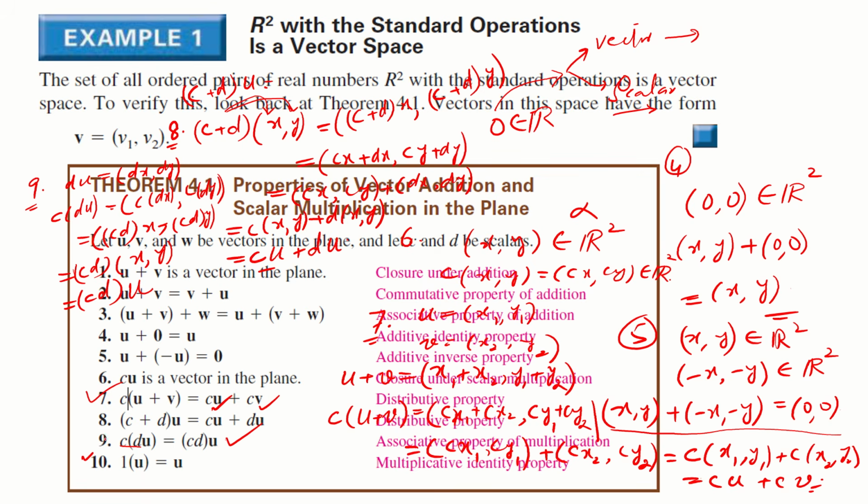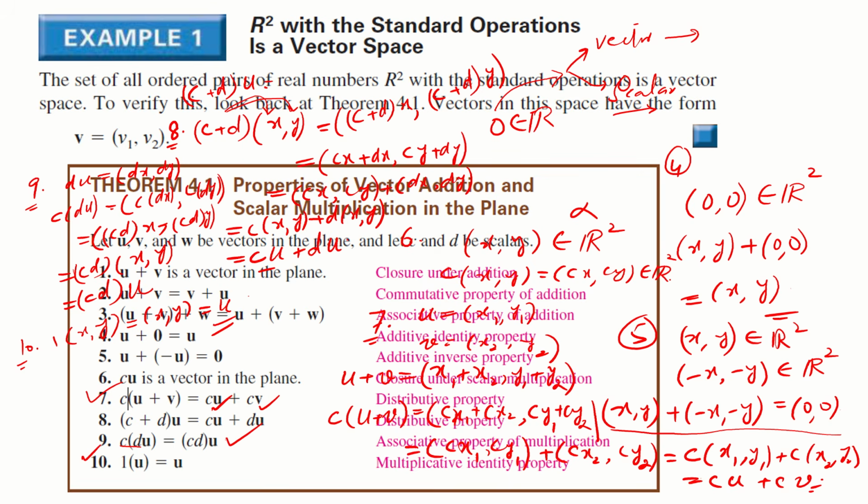And 10 is very straightforward, because if you multiply this ordered pair with 1, which is u obviously, so that will give you (x, y) back, and then you have u. So all conditions in this case are satisfied. So R2 with standard operations is a vector space.